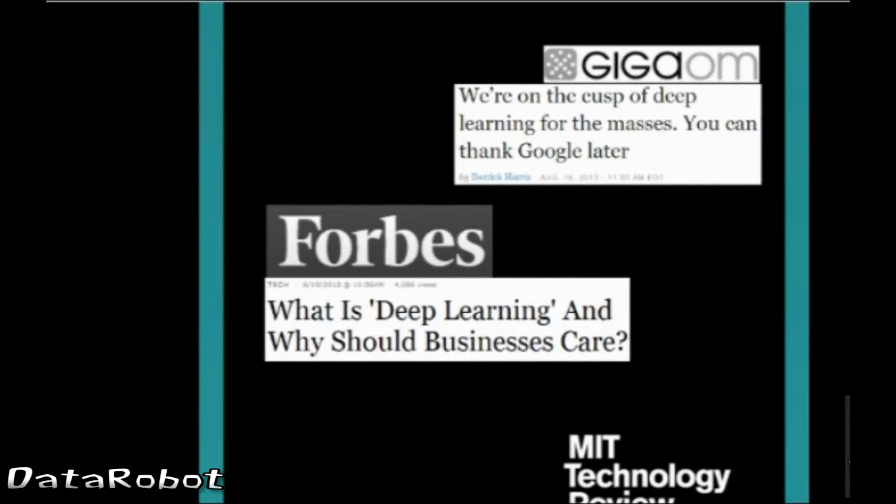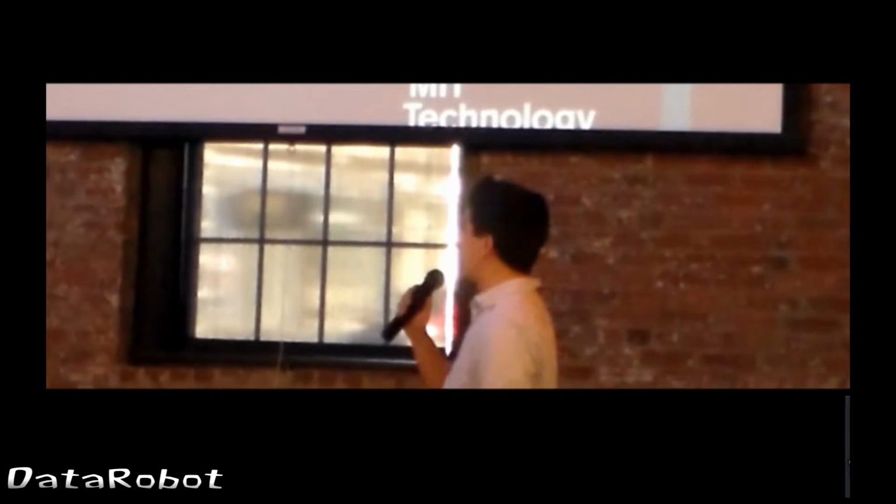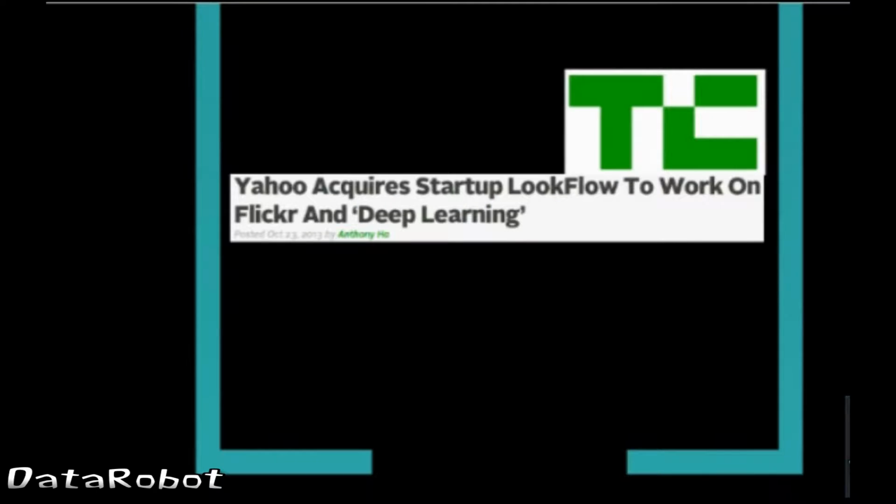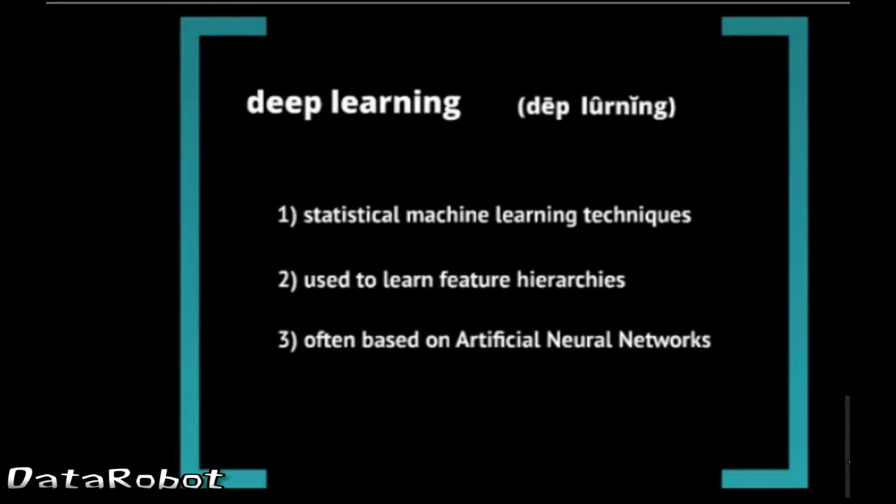But even lots of non-technical media outlets were reporting on deep learning, and it seemed to be kind of a big deal. Facebook and Google both made big name acquisitions involving deep learning, and so everybody wants to have some deep learning. Yahoo wants to have some deep learning.